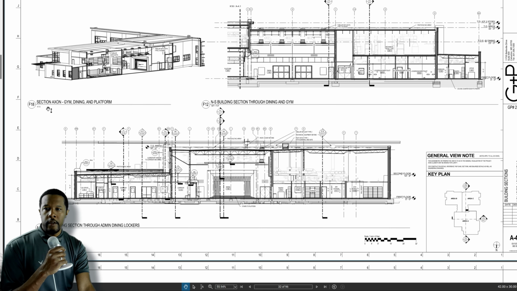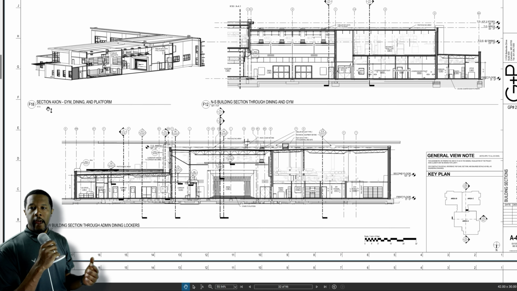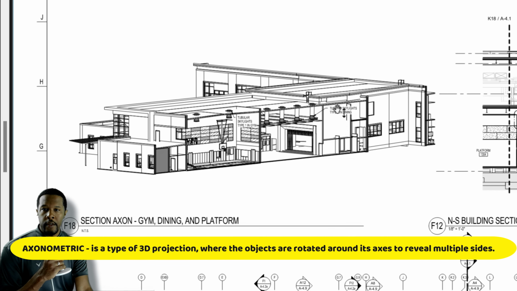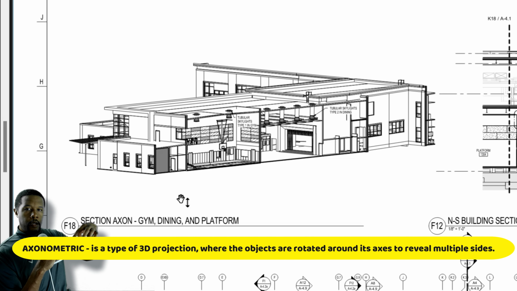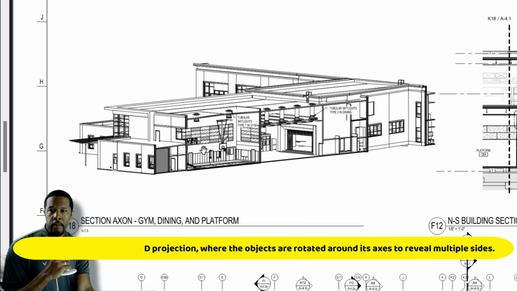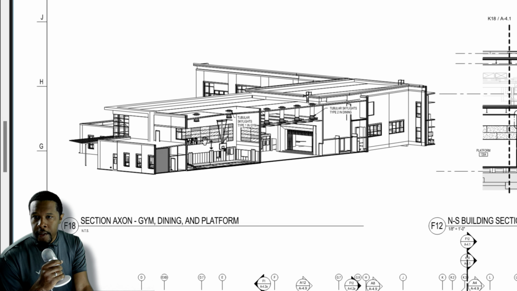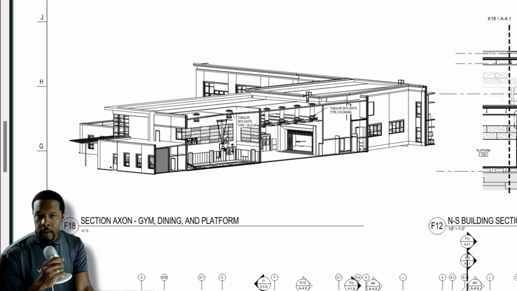Now look at this right here. This is called a section axon, which stands for axonometric view. A section axonometric view. So it's a section, but they've turned the angle so that you can see some other things. So I can see right here there's some sort of a window system shown right there, some sort of decorative panels or something. There are tubular skylights.